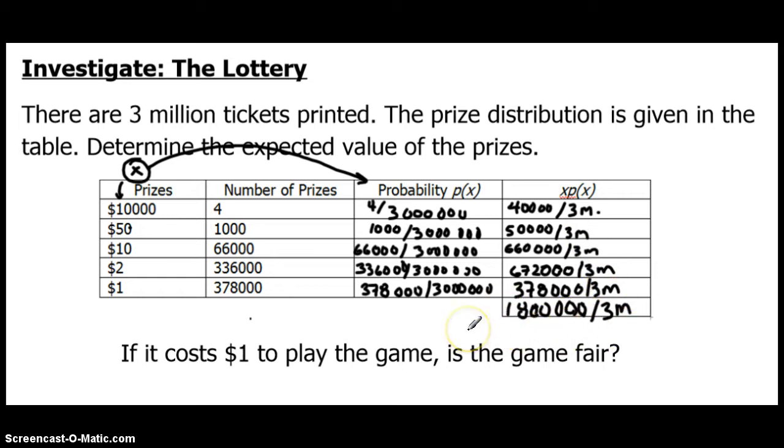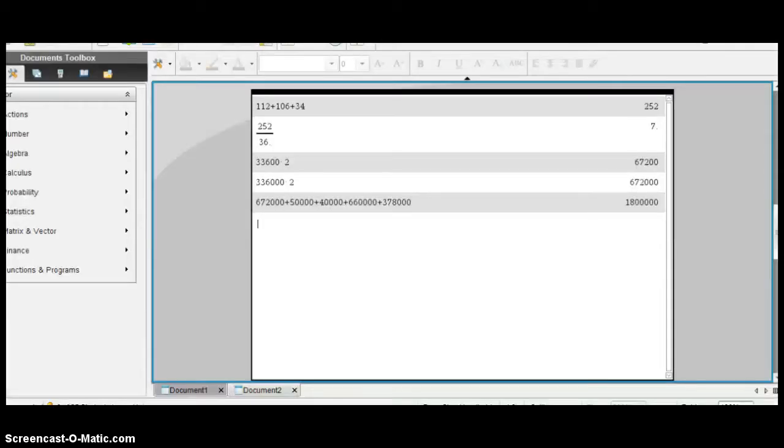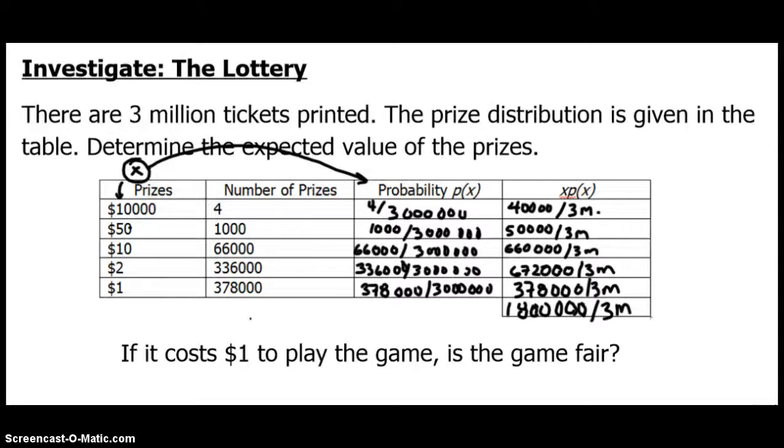Now let's actually calculate what that equals. So I'm going to quickly go over to my Inspire and divide that 1.8 million by 3 million. Okay, and I get 0.6. Okay, so let's go over to our lesson. So the expected value is 0.6. So the sum of that column is 0.6.